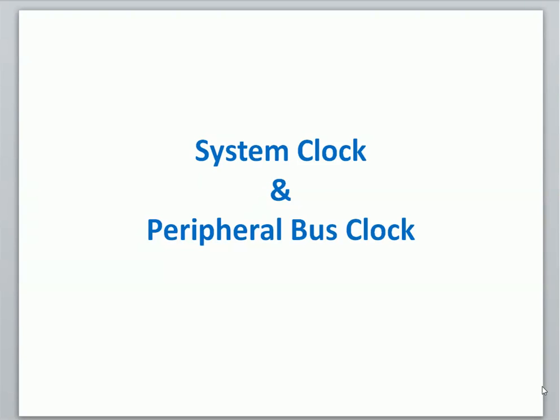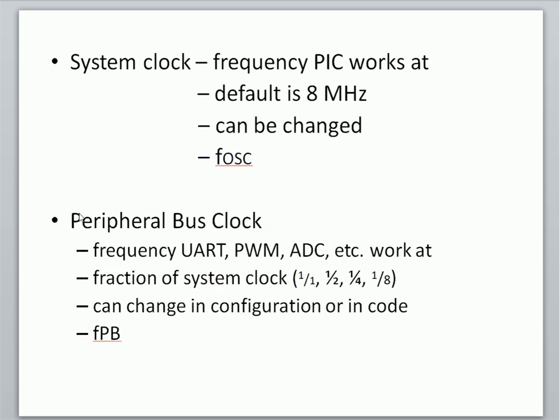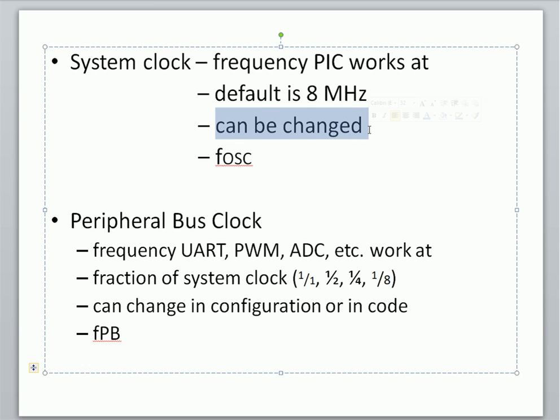In today's lecture, I want to talk to you about two important clocks, the system clock and the peripheral bus clock. Essentially, that sets how fast the chip operates and how fast the peripherals work. Now, the system clock is the frequency that the PIC operates and does its calculations at. The default speed for that is 8 megahertz, but it can be changed. And part of today's lecture will be showing you how to do that.